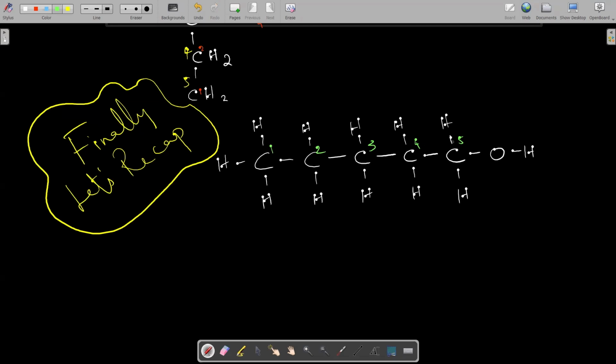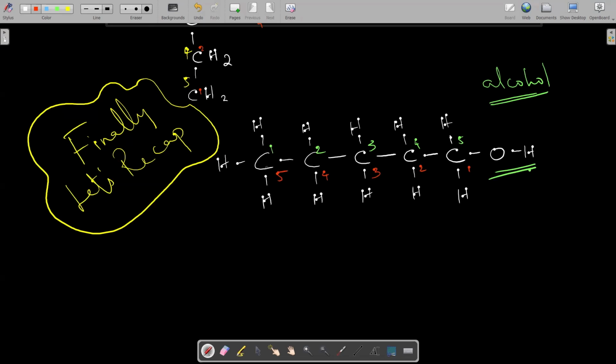And then the numbering should be done from the end closest to the functional group. So which is the functional group here? So this is the functional group. Remember, this OH is the functional group for an alcohol. So my numbering this way is not going to work because we need to number it closest to the functional group or any branch. So this is not right. So let's number it this way. I'll take a red. 1, 2, 3, 4, and 5.